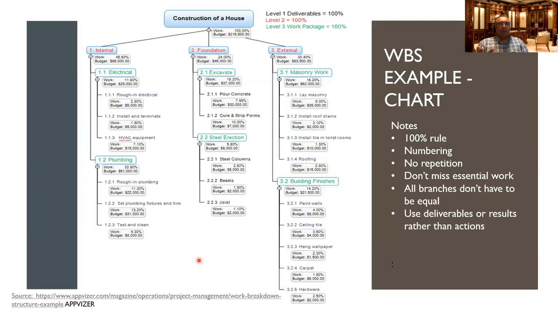This is an example I showed you of the WBS. In the WBS, construction of the home is one, and all the activities are divided into three main categories. First of all, big categories: you have internal work to do, you have foundation work to do, you have external work to do, okay? This is more of the execution. As you can see, this is just work to be done, execution.